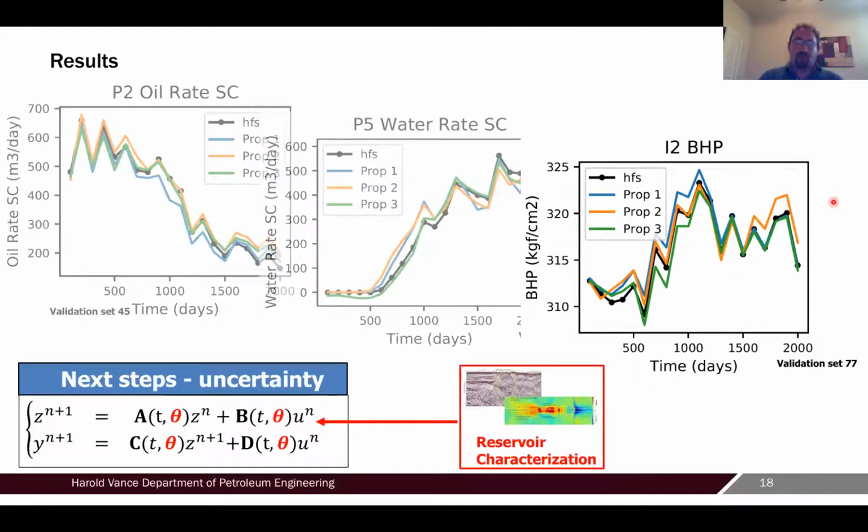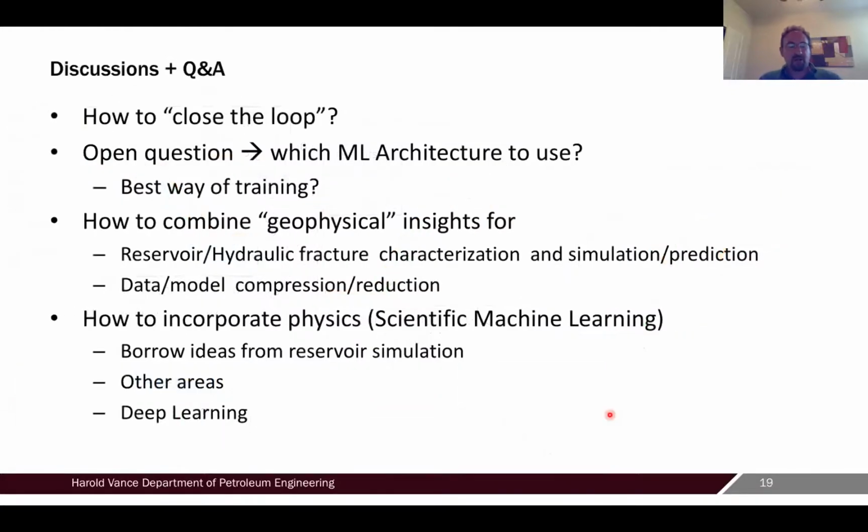Okay, what we'd like to do next is to expand this to a lot more uncertainty and come up with something that actually incorporates uncertainty as well, which is the reservoir characterization part that I showed in the previous slide. Okay, so just a conclusion here.